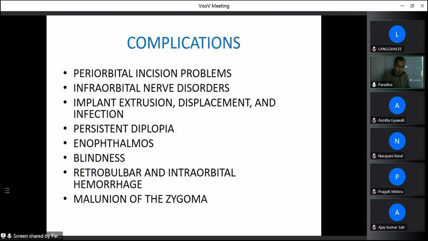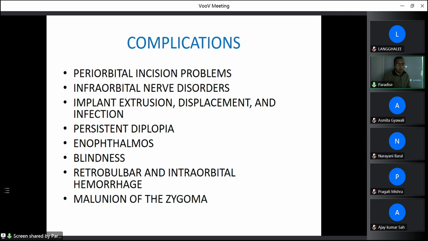If it is just the opposite, if the eyeball is protruded outward because the orbital volume is reduced, that condition is known as exophthalmos. Enophthalmos will take place if the orbital floor or medial wall is fractured, and during reduction or orbital floor reconstruction, if you have increased the volume of the orbit, it will lead to enophthalmos.